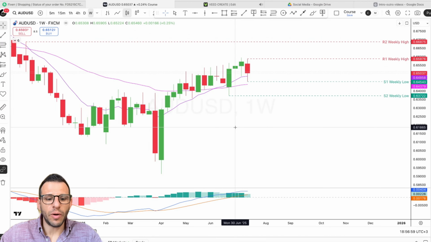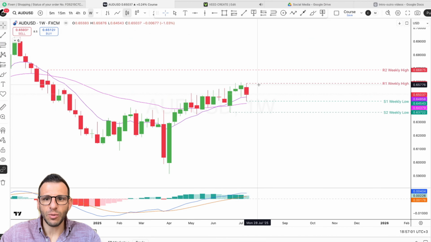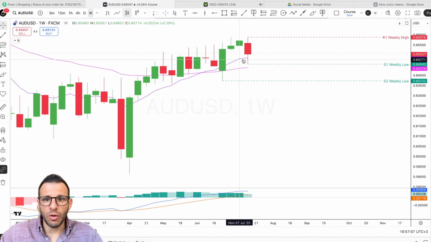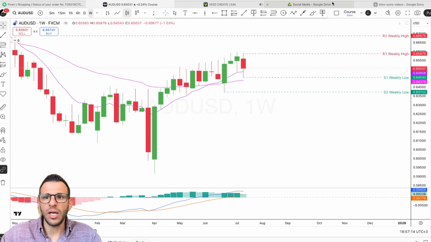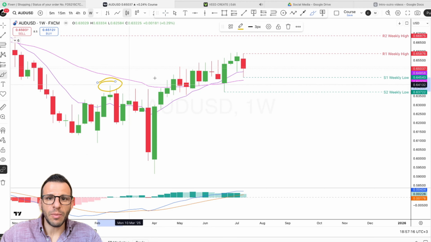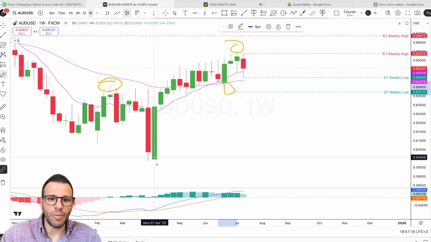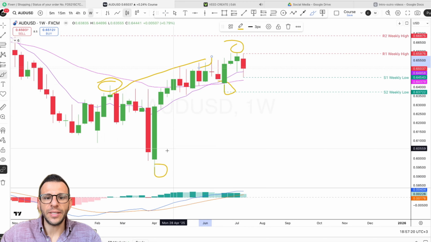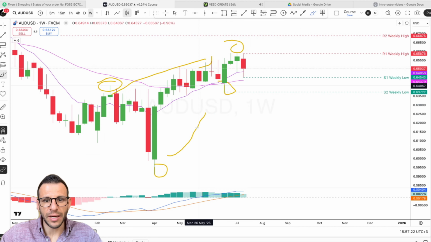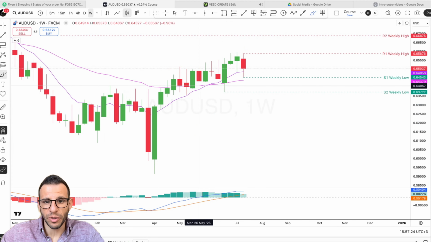Starting with the Australian dollar against the US dollar, the price last week ended as a bearish candle with a confirmed swing high at this point. So followed by a lower low, the price bounced off the 10 weekly period moving average. There is still bullish momentum.